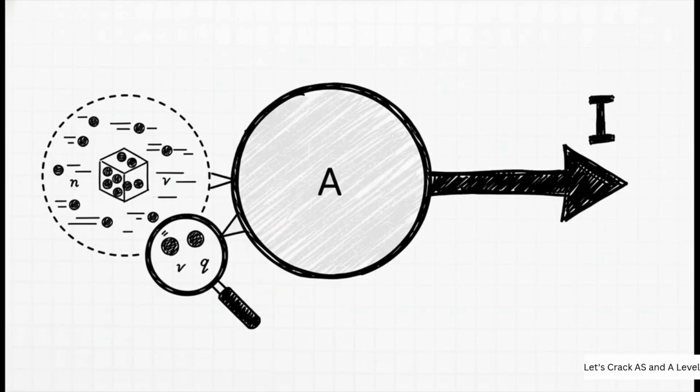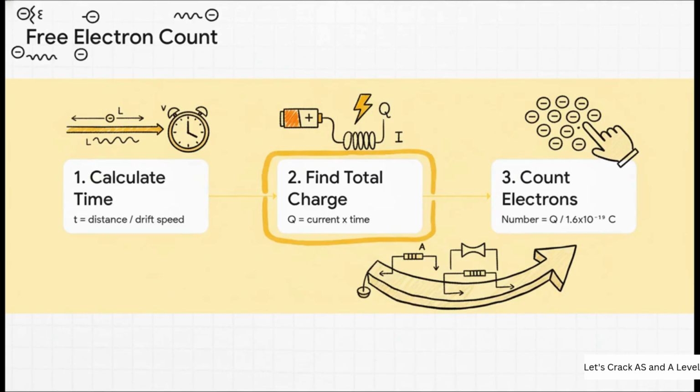Okay, this next one, you need to tattoo this equation on your brain. It's the big one for current. I equals A n v q. You have to know what every single letter means. I is the current. A is the cross-sectional area of the wire, you know, how thick it is. n is the number density, how many charge carriers are packed in there. v is their drift speed, and q is the charge on each carrier, which is almost always just our friend e.